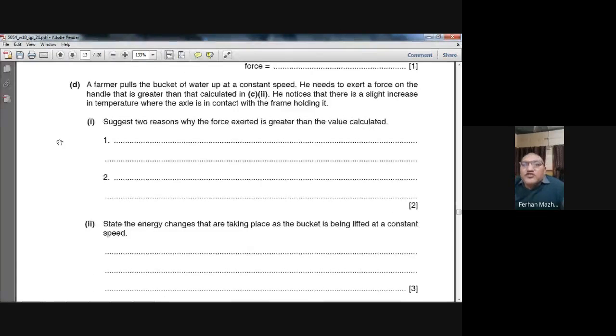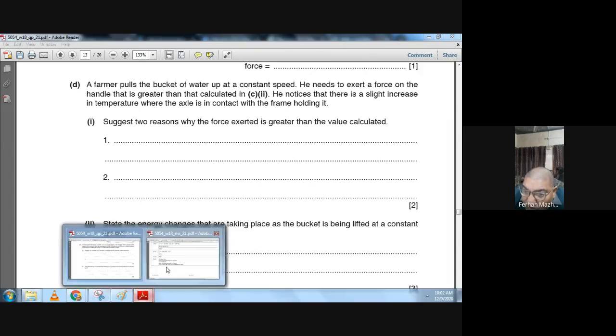A farmer pulls the bucket of water up at a constant speed. He needs to exert a force on the handle that is greater than the one calculated in the second part. He notices that there is a slight increase in temperature where the axle is in contact with the frame holding it. So there are two reasons why the force exerted is greater than the value calculated. The first: to overcome friction. Yes, whenever you say friction, you also have to mention friction between which parts.